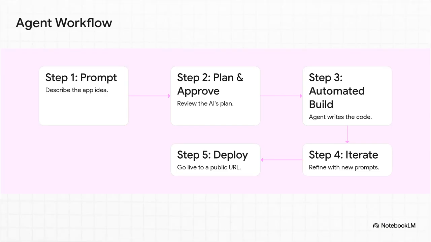So the agent works in this really clear 5-step loop. It all starts with your idea, your prompt. The agent takes that and turns it into a formal plan. Once you give it the green light, it just builds the app automatically. And from there, it's a cycle of refining and iterating over and over until you're ready to deploy it to the world with just one click.